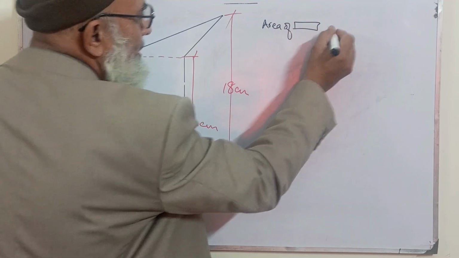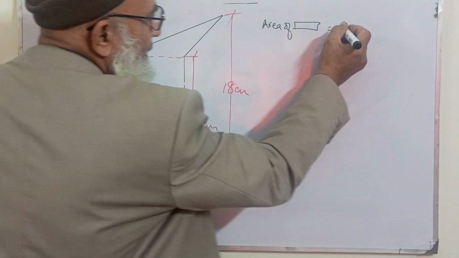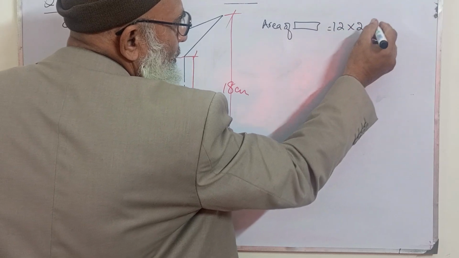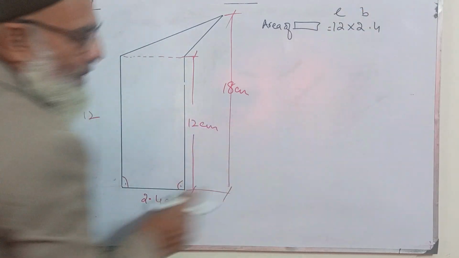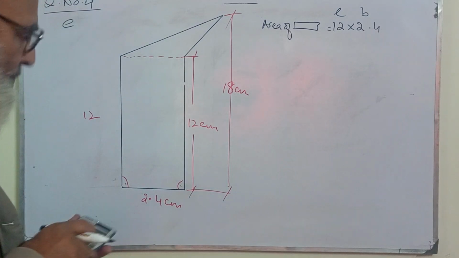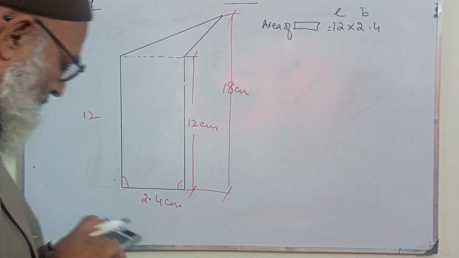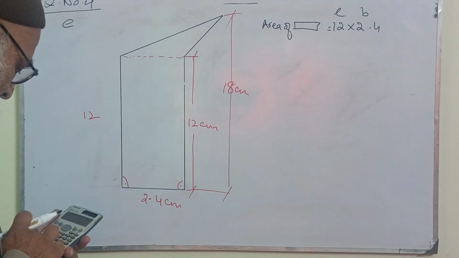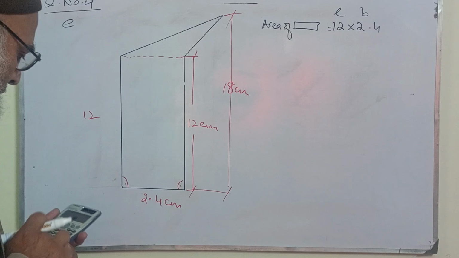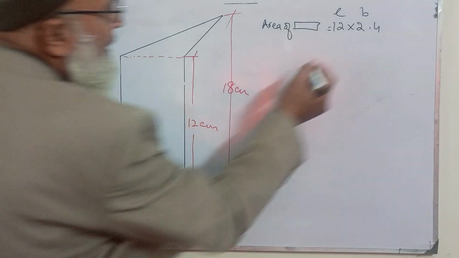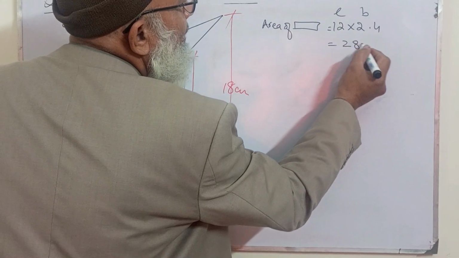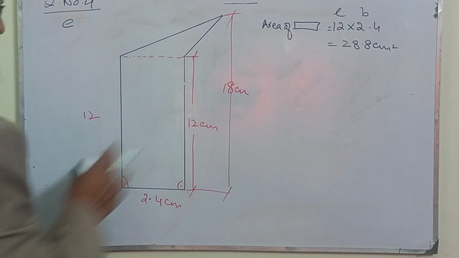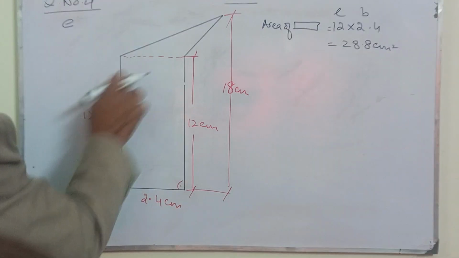Area of rectangle is equal to 12 multiplied by 2.4, L into B. 12 multiplied by 2.4 equals 28.8. Now this is 28.8 centimeters square, the area from here to here to here to here.